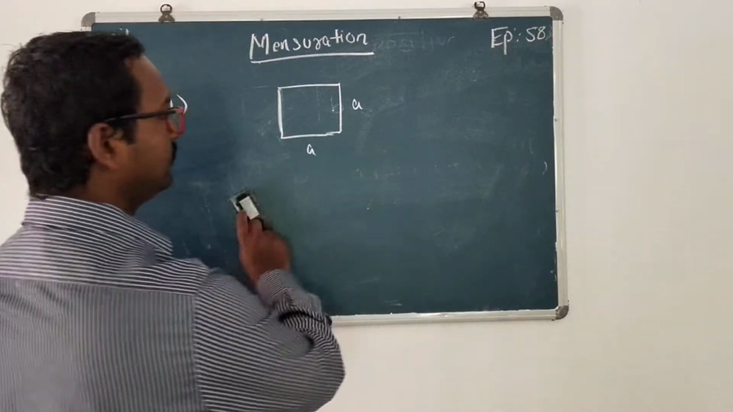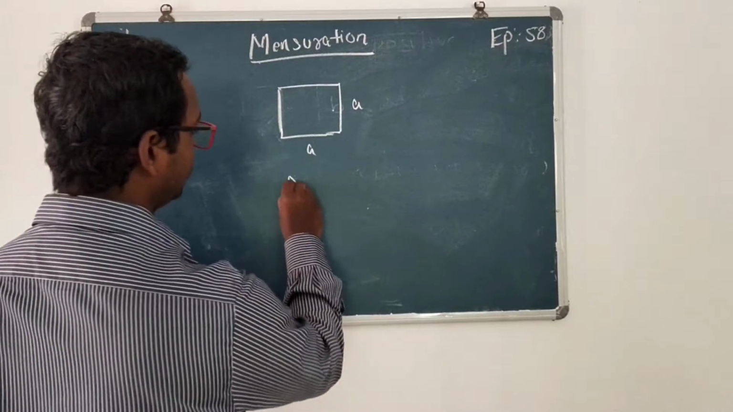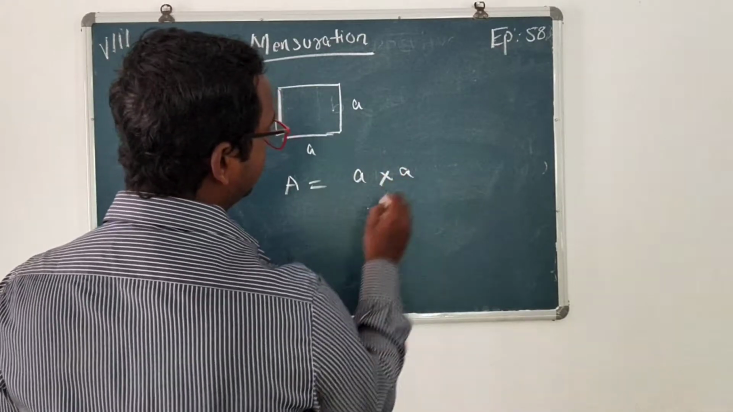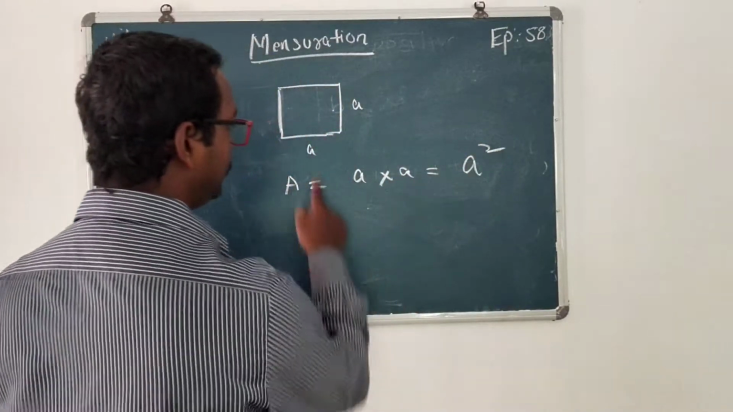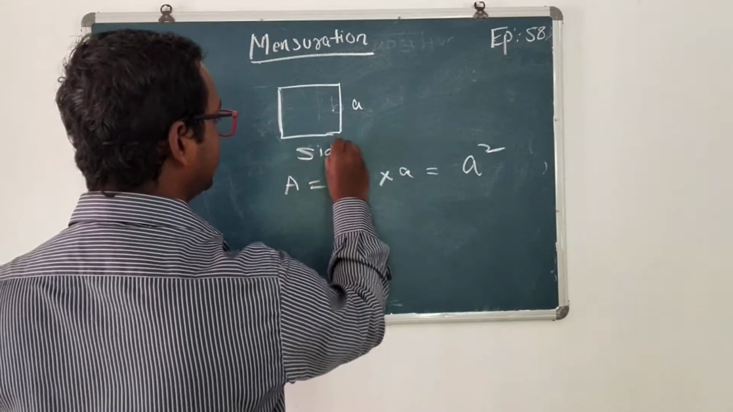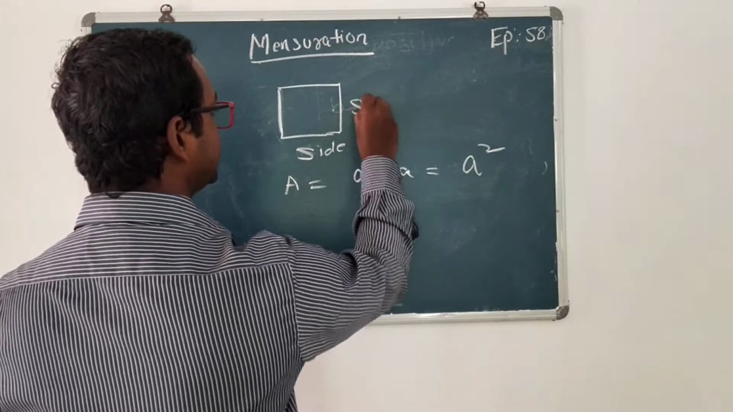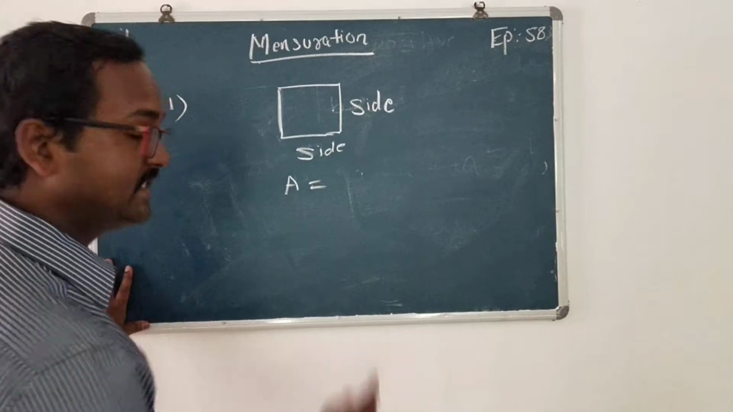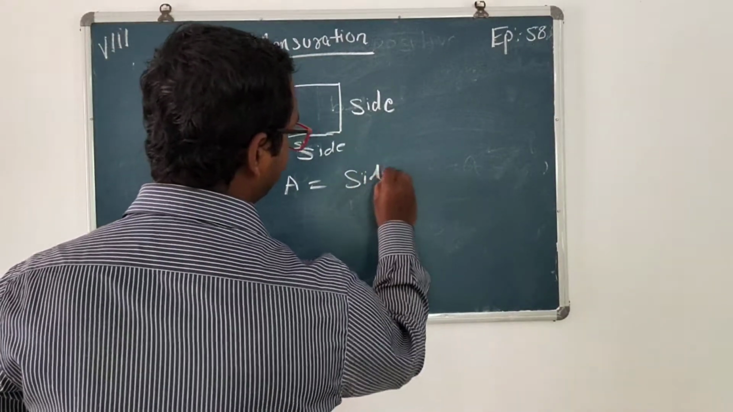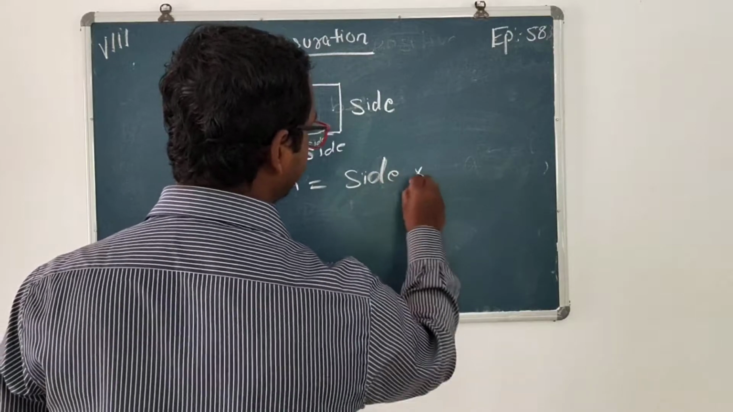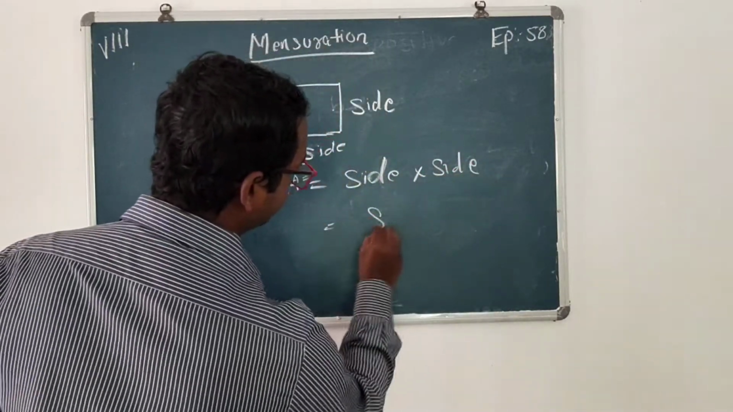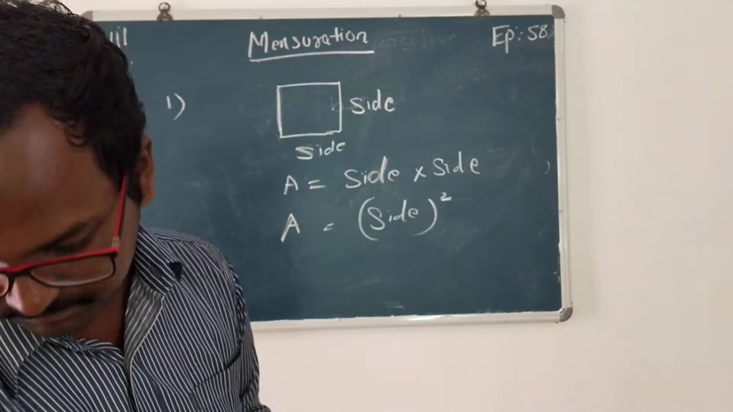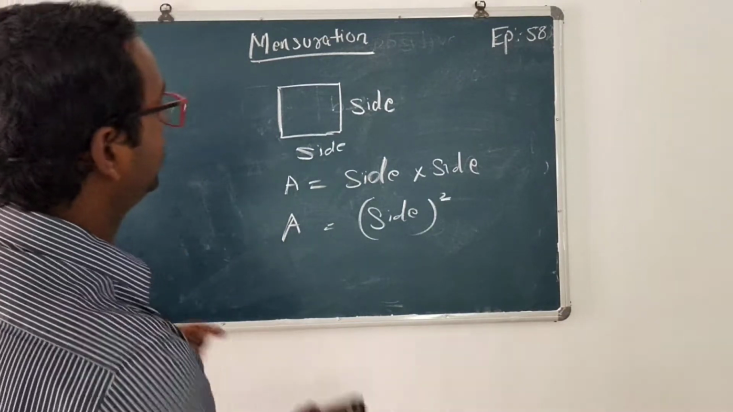Now the area of square is A into A, which is equal to A square. Or if you take this as side, then the area formula is side into side, which is equal to side square. So the area of square is side square. Okay.